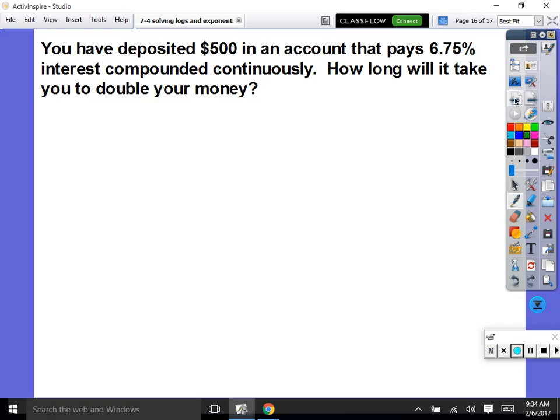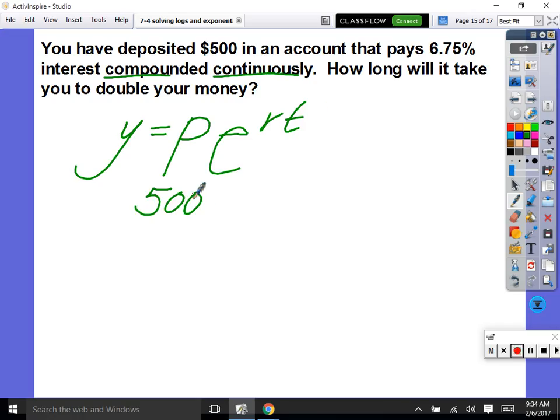Okay, last example of the day. You deposited $500 in an account that pays 6.75% interest compounded continuously. We just saw the keyword, compounded continuously. What formula? Y is equal to P times e raised to the rt. Okay, everybody watch. How long will it take to double your money? Well, first of all, our initial value was $500, so that's our put down amount, correct? e is just a number. Our rate is 6.75%, 0.0675. And then t is the time in the account.